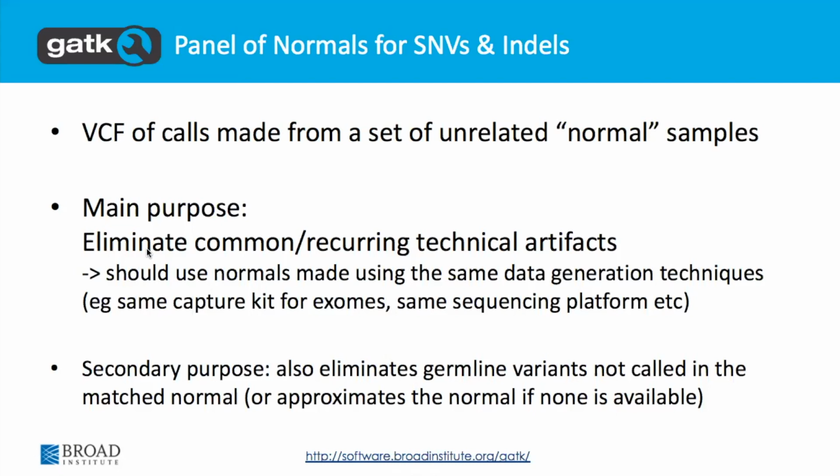Any other questions? Matching normal in this particular case, does it mean a part of that tissue that is not tumor, or is it completely from a different individual? So for the matched normal, it's healthy tissue from the same person. Some people will actually tissue match, but we find that just using a blood sample is usually good for all purposes. Any other questions about panel of normals?